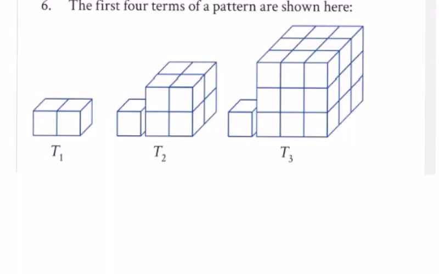In question 6, we have these patterns. So the consistency is this block in each one. So we have one block, then we have a 1 by 1, then we have a 2 by 2, and then we have a 3 by 3. So let's look at some of the questions here.